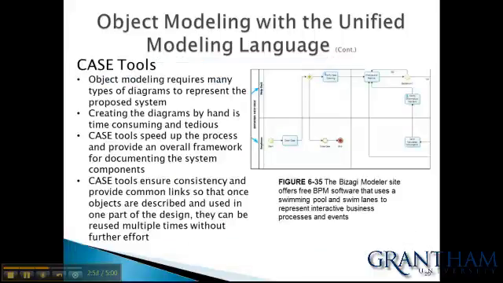You also have CASE tools that can be used, and object modeling requires many types of diagrams to represent the proposed system. Creating the diagrams by hand is sometimes very time-consuming and tedious. CASE tools speed up the process and provide an overall framework for documenting the system components. CASE tools ensure consistency and provide common links so that once the objects are described and used in one part of the design, they can be reused multiple times without further effort.